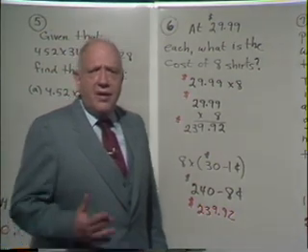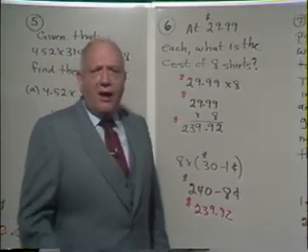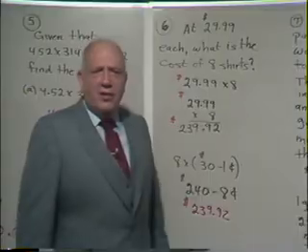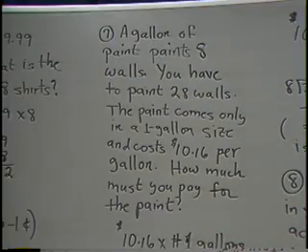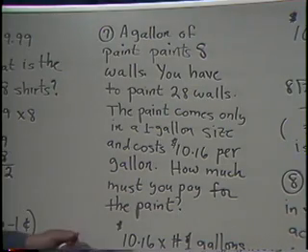Problem number 7, same kind of thing. The statement of the problem is longer than the solution. Let's look and see what's happening over here. You're told that a gallon of paint paints 8 walls. You have to paint 28 walls. The paint comes only in a 1-gallon size and costs $10.16 per gallon. And the question is, how much must you pay for the paint to do the paint job? Is that a realistic enough problem? I think so. Well, how do you do this problem?